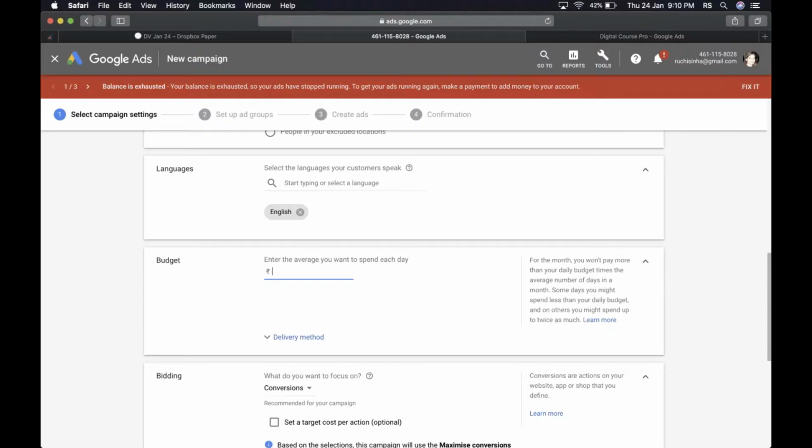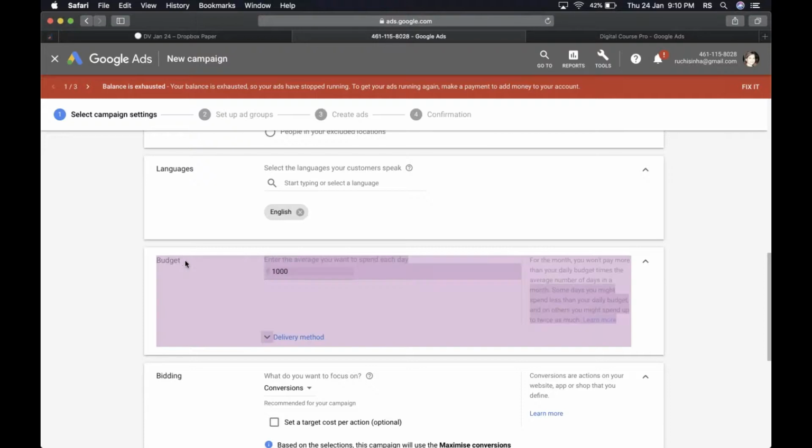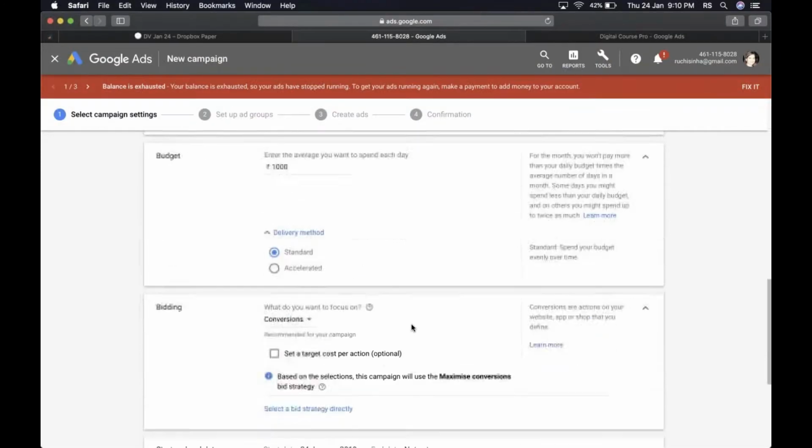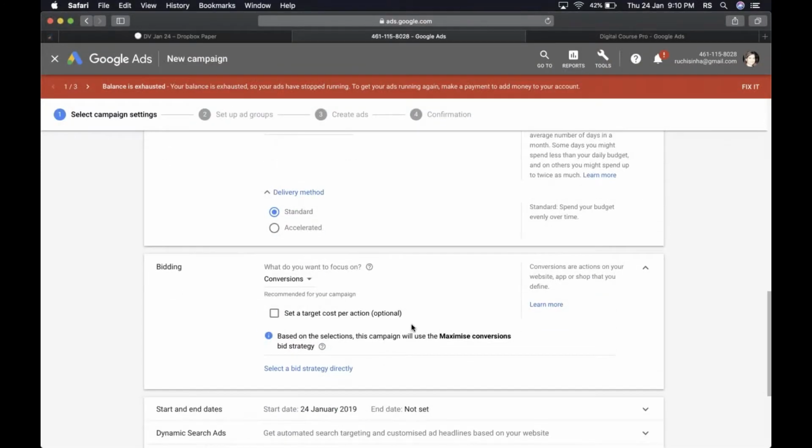Okay. Budget. Budget is the overall campaign daily budget. Remember, while it says budget, do not get mistaken. It is a daily budget, right? So this is how much you want to spend in total daily on this campaign. Then they're asking you for a delivery method, standard or accelerated.